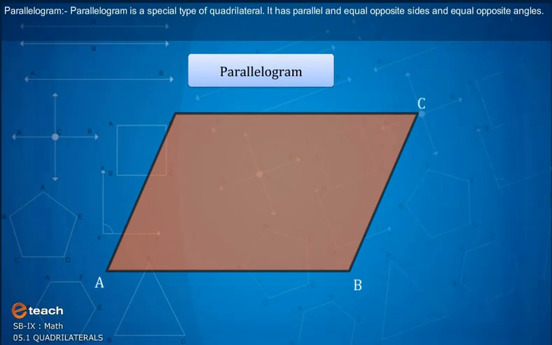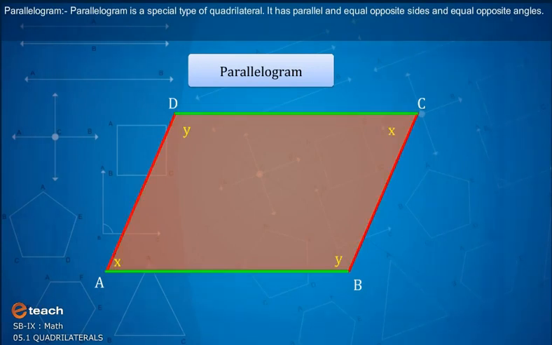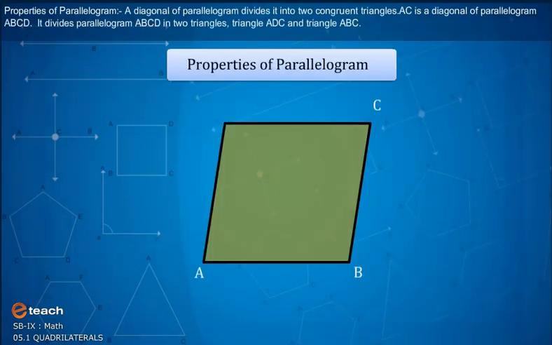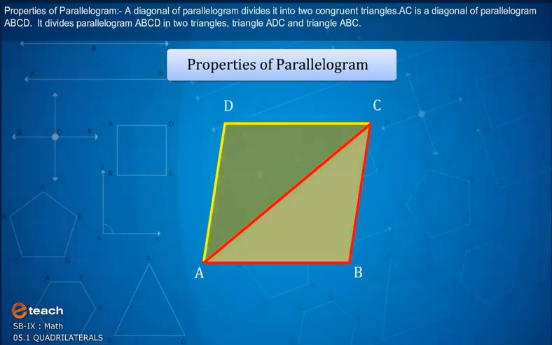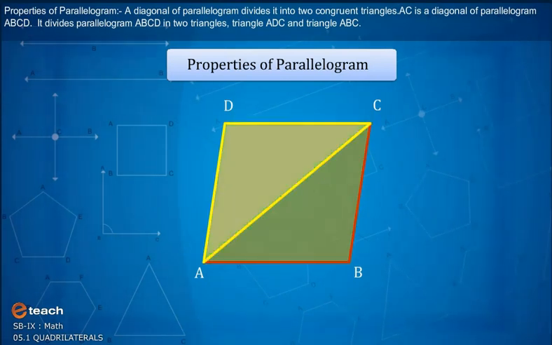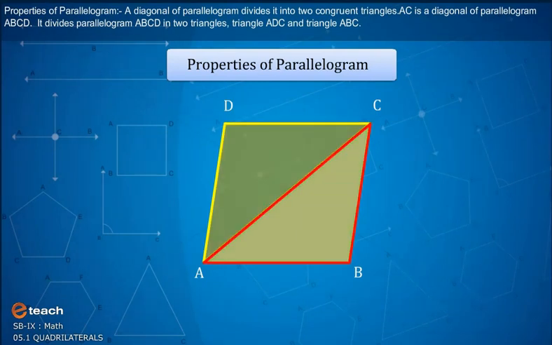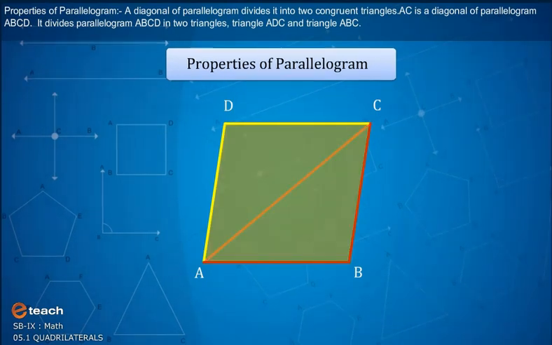Parallelogram. Parallelogram is a special type of quadrilateral. It has parallel and equal opposite sides and equal opposite angles. Properties of parallelogram. A diagonal of parallelogram divides it into 2 congruent triangles. AC is a diagonal of parallelogram ABCD. It divides parallelogram ABCD in 2 triangles, triangle ADC and triangle ABC.